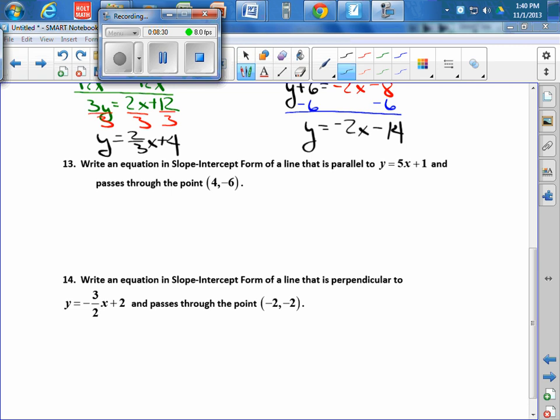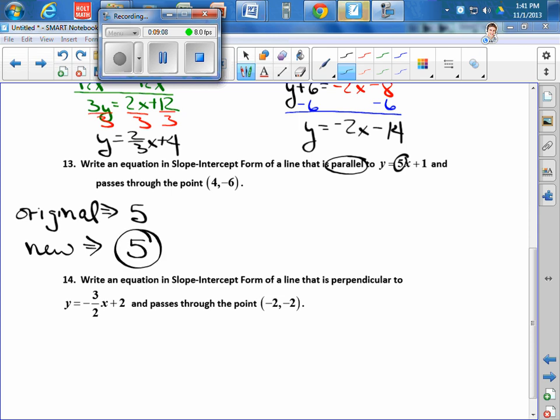Now, number 13, we're going to write an equation in slope-intercept form. Always read the directions, please. Write an equation in slope-intercept form of a line that is parallel. Circle that. Why? Because parallel lines have slopes that are the same. What's the slope of our original line? The original line, the slope is 5. I get that from right here, right? Well, our new line, what's the slope of it? Well, it's the same. It's 5.